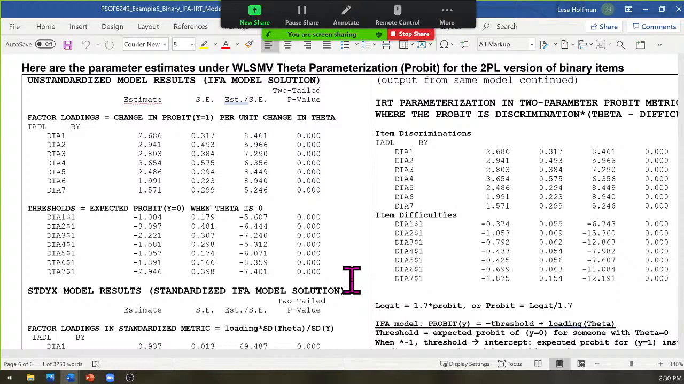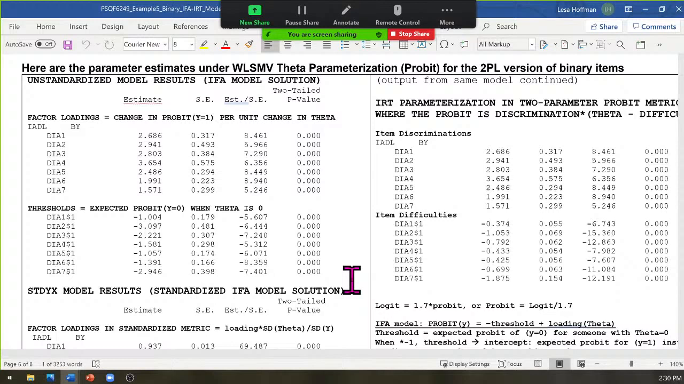So for instance, my factor loading for item 1, the loading estimate is 2.7. That means that for every 1 unit change in my theta factor, the predicted probit of my item response goes up by 2.7. Thresholds are still bullshit. They are the predicted probit of getting a 0 for someone with a trait score of 0.